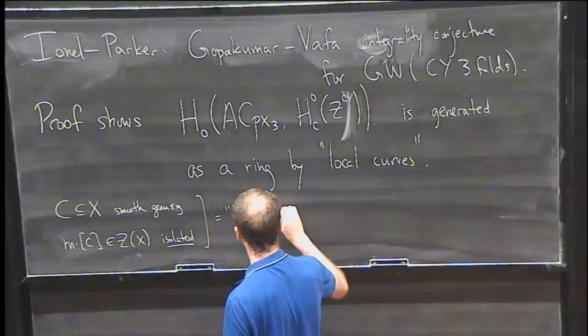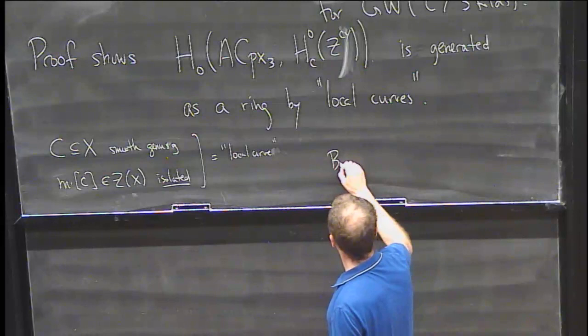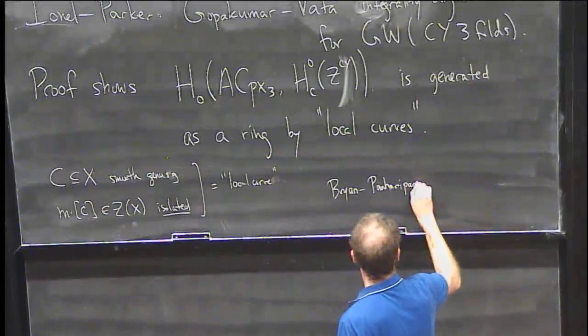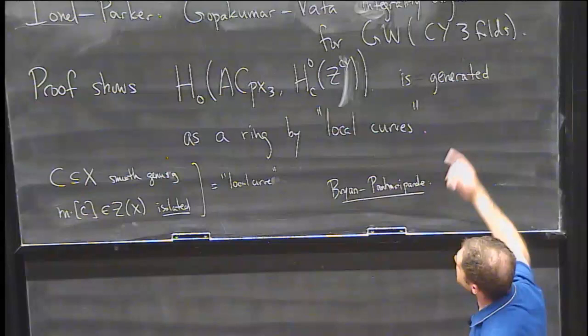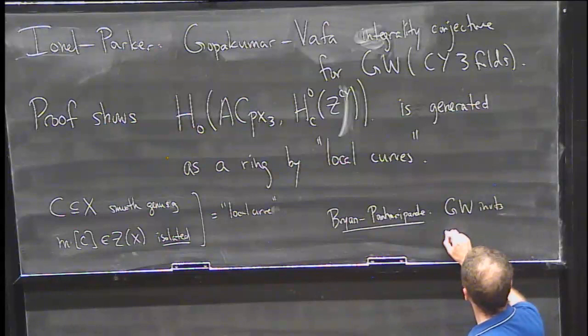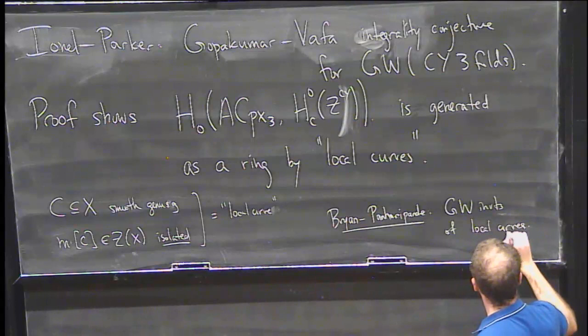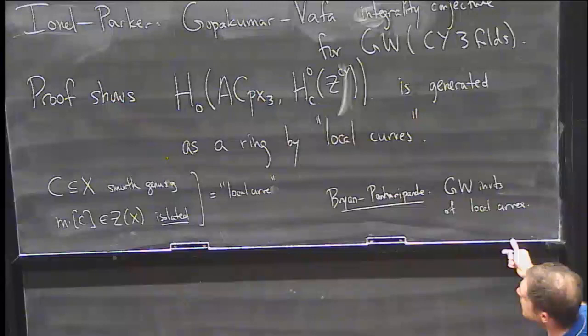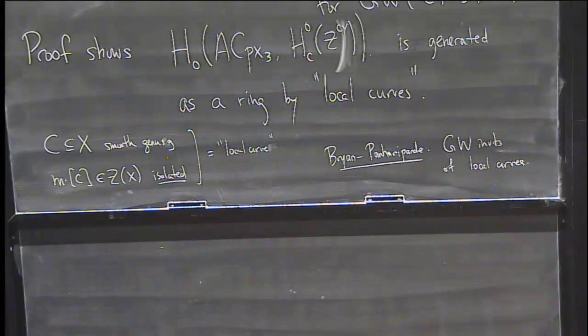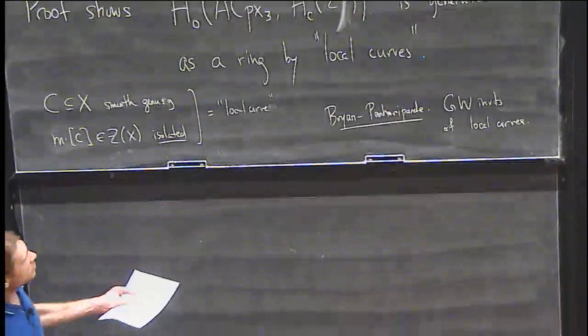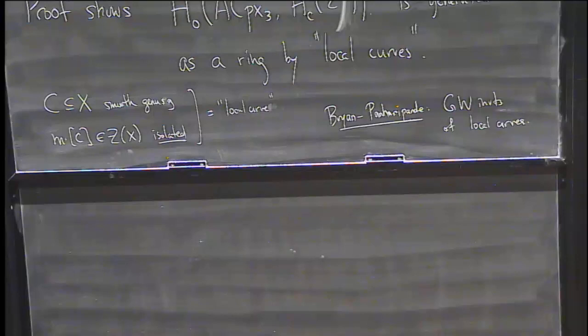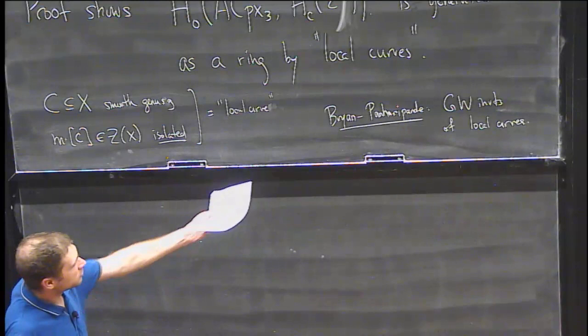Okay, and Bryan and Pandharipande a long time ago did a very difficult calculation of Gromov-Witten invariants of local curves. In particular, they showed this Gopakumar-Vafa conjecture for local curves. And so really, the content of Ionel and Parker's work was to say that those local curves, in a very strong sense, generate the enumerative theory of all Calabi-Yau threefolds. So if you know some linear constraint on Gromov-Witten invariants for local curves, then it follows for everything.